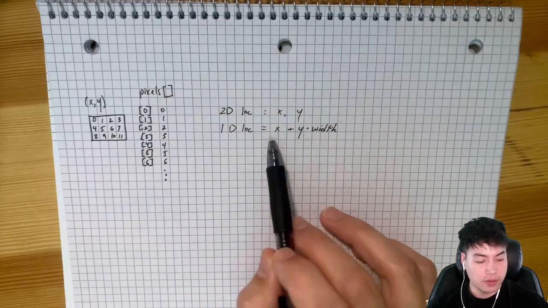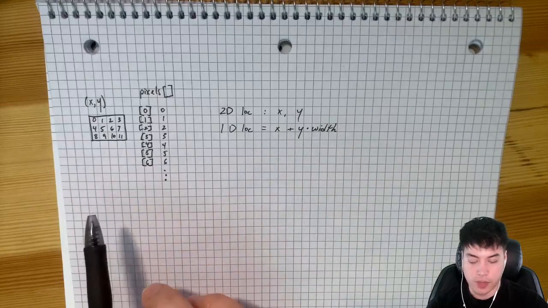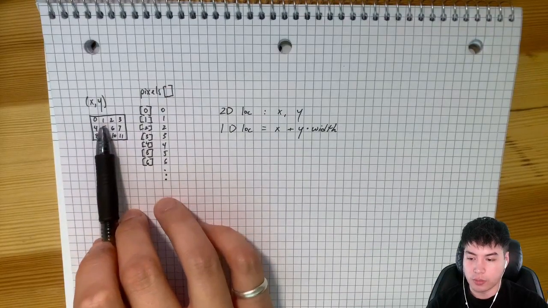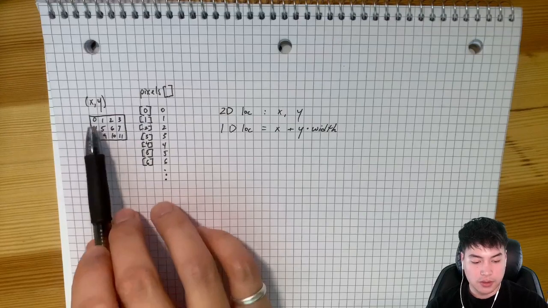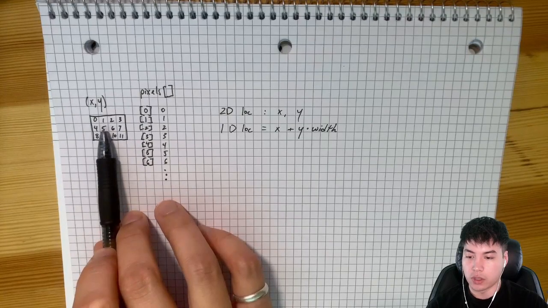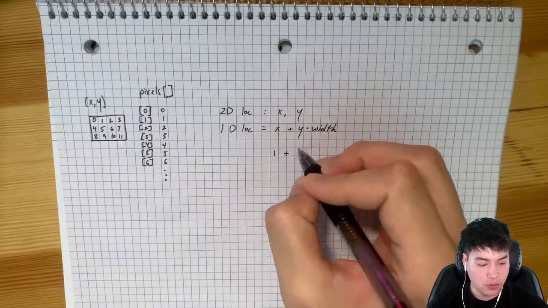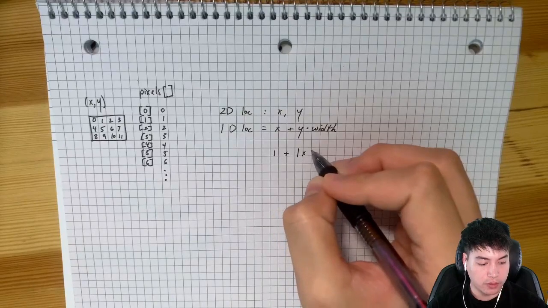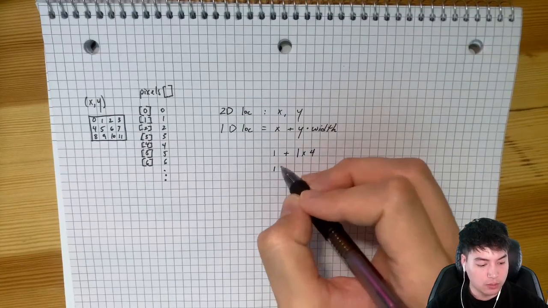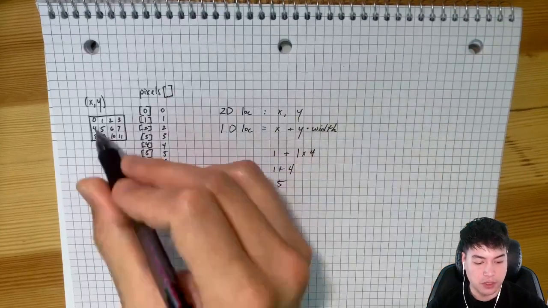And the formula is very simple. It's just X plus Y times width. And let's do a couple of sample problems here. So let's say I wanted to grab pixel number 5 here, right? X is 0, 1, Y is 0, 1. So X and Y are 1, 1 here. For pixel number 5, I would say 1 plus 1 times the width, which is 4, right? So it's 4 pixels wide. Then I get 1 plus 4, which is equal to 5. So that's pixel number 5, right?